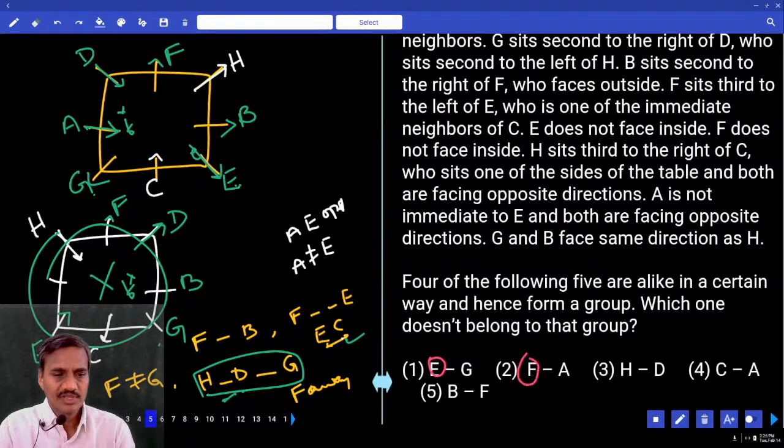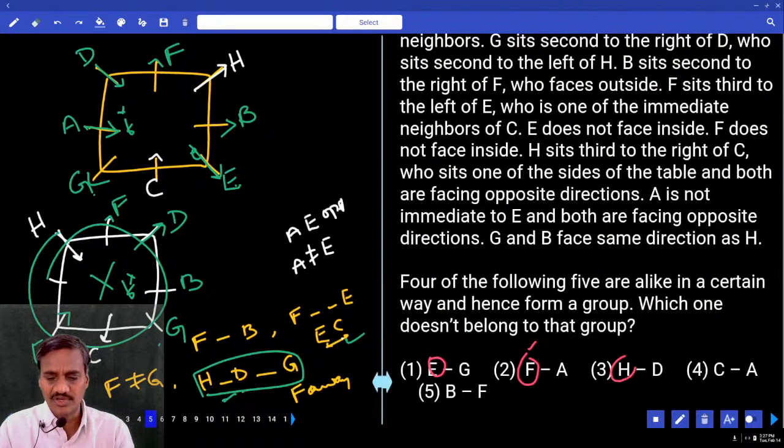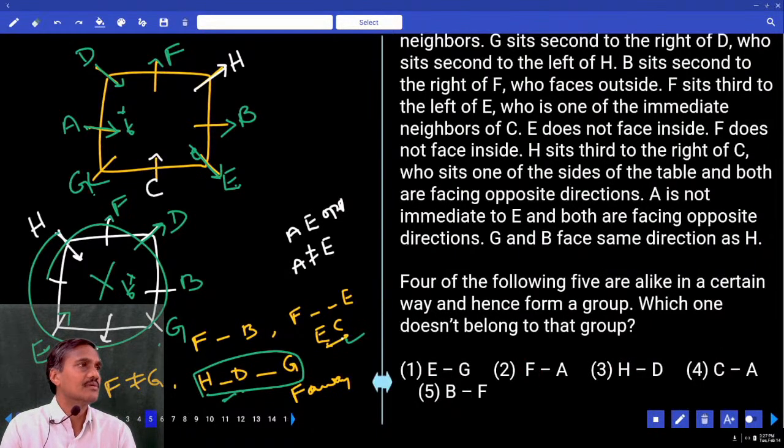And F is seated second to the left of A. First person is seated second to the left of A. H. Now this H is seated second to the left of D. And next one C and A. Now this C is seated second to the right. And B is seated second to the right, with respect to the first person.